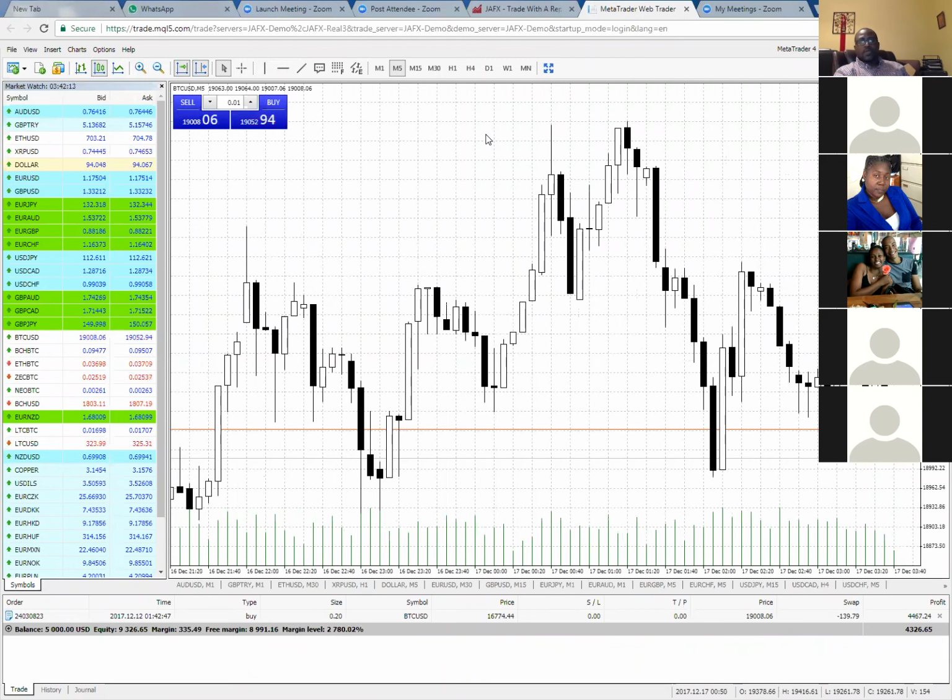The Bitcoin trade has been bullish all day, and here at the top where my cross is would have signified the top in all trading environments with JAFX.